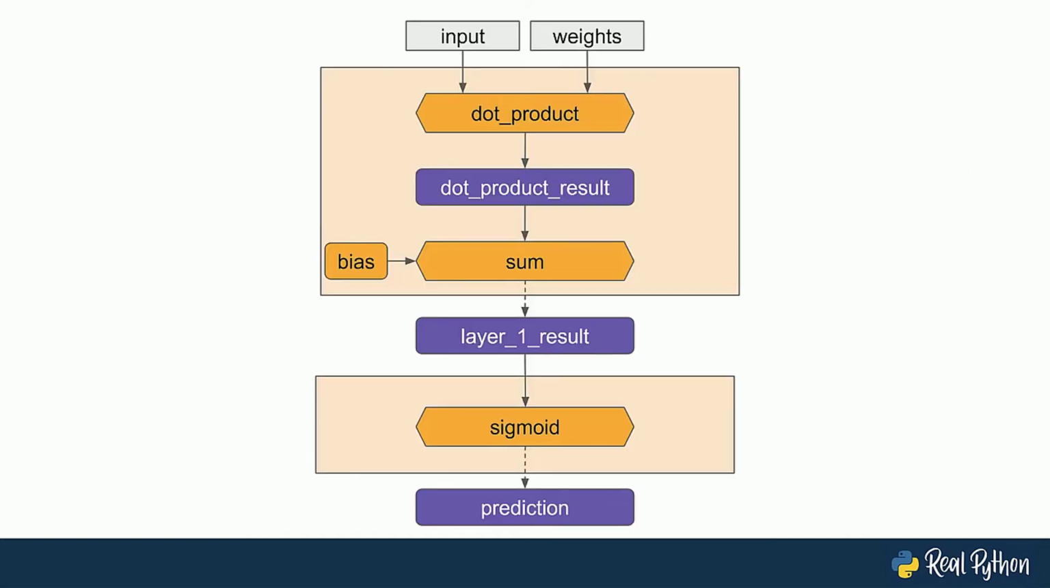This diagram shows the different parts that you'll implement. Hexagons are functions, and the purple rectangles are outputs. You'll simply compute the dot product of the input and weights, add the bias, and then apply the sigmoid function to get a number between 0 and 1.